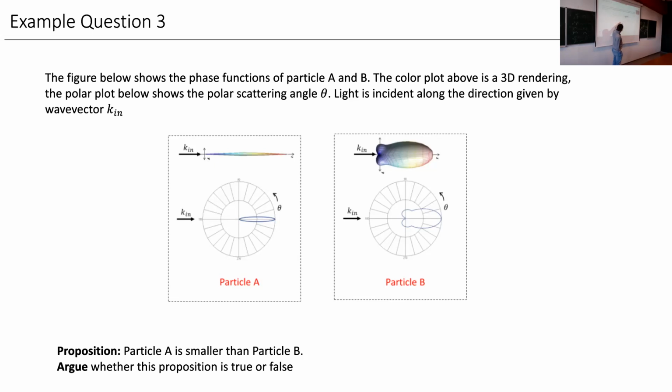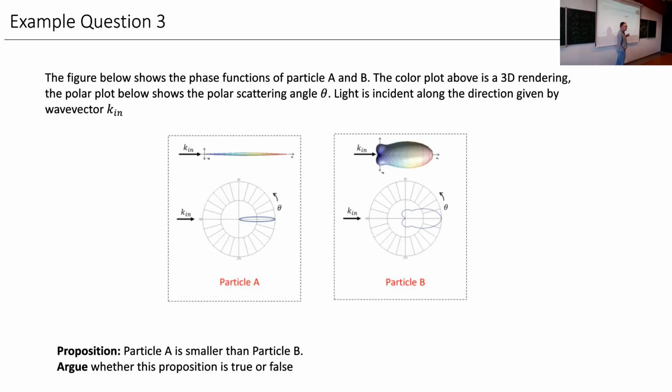So particle A scatters light mostly in the forward direction. Particle B also scatters in the forward direction, but also more sideways. So what does that tell you about the size of the particle? How do really big particles scatter light? Like red blood cells, for example. Yeah, forward, really high anisotropy.